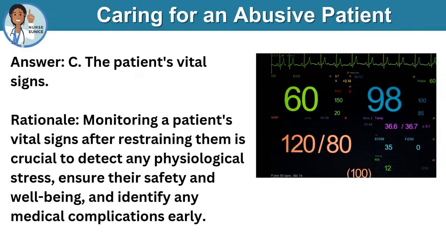For behavioral restraints, I can't tell you the answer because it's on another question, but just think you want to monitor them quite frequently. Monitoring a patient's vital signs after restraining them is crucial to detect any physiological stress, ensuring their safety and well-being, and identify any medical complications early. On this monitor, for right now, everything's normal. Heart rate 60, O2 saturation is 98%, blood pressure is 120/80. Looks like his respiratory rate is 12. You want to keep monitoring to make sure that nothing changes.